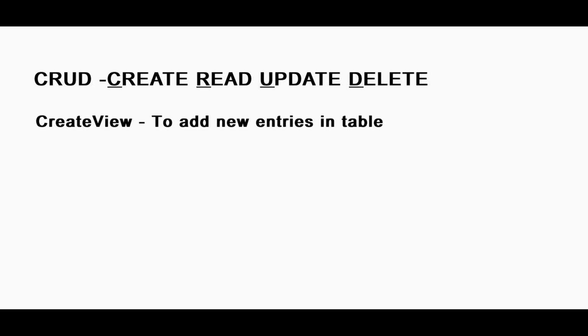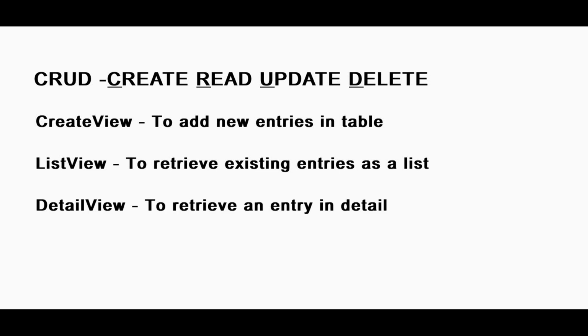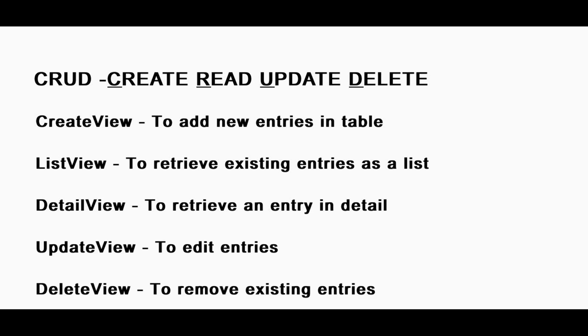CRUD stands for create, read, update and delete operations. For the CRUD operations, we are going to use the Django generic view classes. That is, we will use the CreateView class to add new entries in a table in the database, and to retrieve or search existing entries as a list, use the ListView class. The DetailView is to retrieve a particular entry in detail, and to edit existing entries in a table, we can use UpdateView. DeleteView is to remove existing entries in a table.